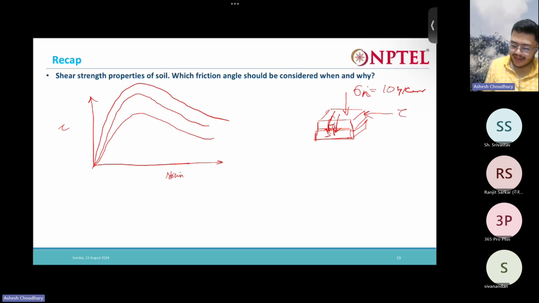Right? So now I have normal forces and shear force. Normal force 10, 20, 30. This normal force I have. Now corresponding to that, I will have shear stress. Now which shear stress should I take? This is for 10, 20, 30. Should I take this peak or should I take this residual? That is the question. Which shear stress to take? Should I take the peak or the residual one?